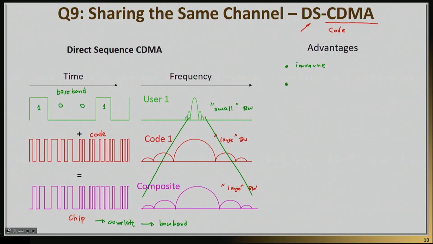Another big advantage is that there is a soft limit on users. Why is that? It's because I can always find more orthogonal codes, right? If I generate 800 codes and somebody says, can you give me 900 codes? Yes, I can do that. There are ways that you can do that. So in theory, you can accommodate as many users as you want without knowing that a priori.